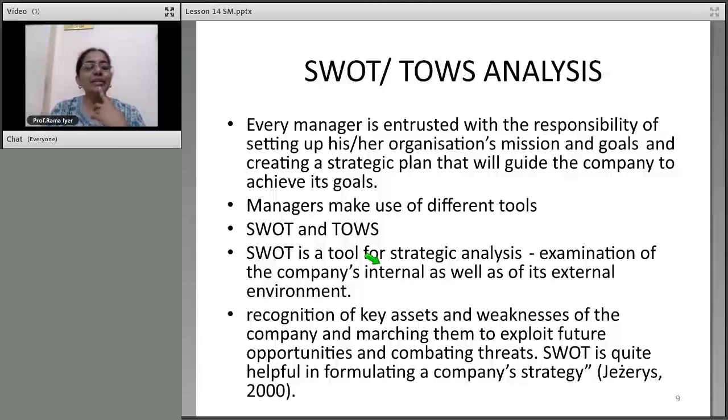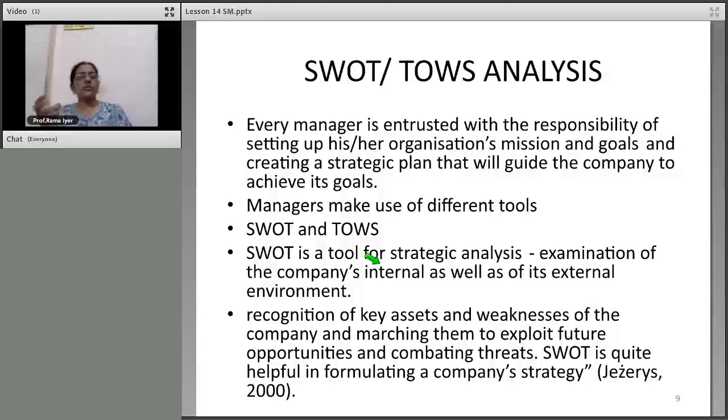Okay. Now we come to SWOT and TOWS analysis. How familiar are you with this? That you can tell me first. Have you done it at any time before? No. Okay. SWOT means what? Every manager is entrusted with what? Basically, they have to set up their own organization's mission and goals, right? They have to create a strategy so that the company can achieve its goals.